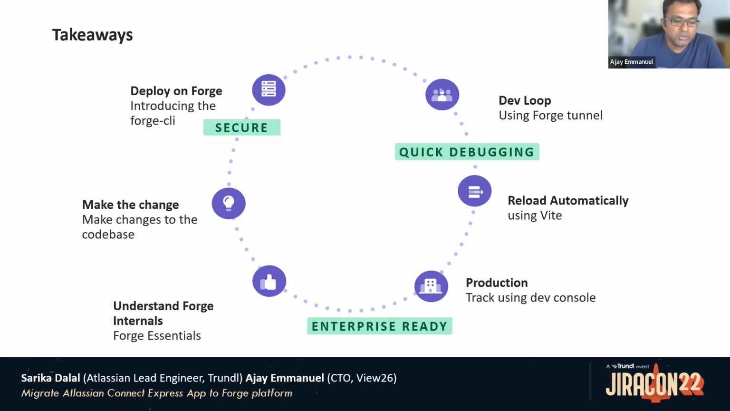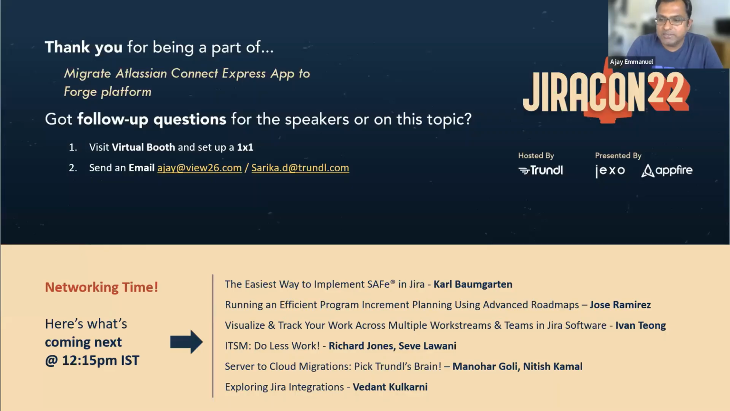We also saw that Forge provides various environments, dev environment, staging, and great policies and great developer experience. Though there are still some concerns with Forge with respect to feature parity with Connect, the Atlassian team, especially the Forge team, is doing a great job to bridge the gap. We hope you all enjoyed this session for JiraCon, and hope to see you next year. I'll hand it over to Sarika for the conclusion.